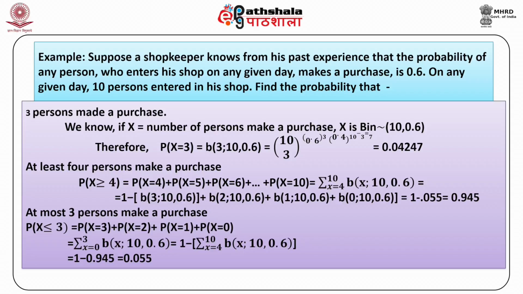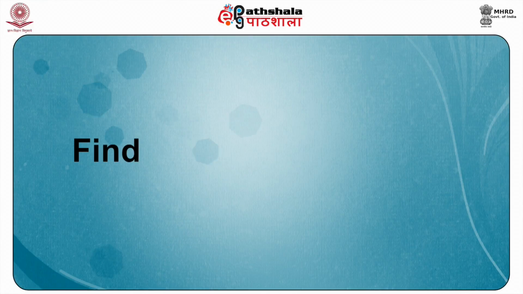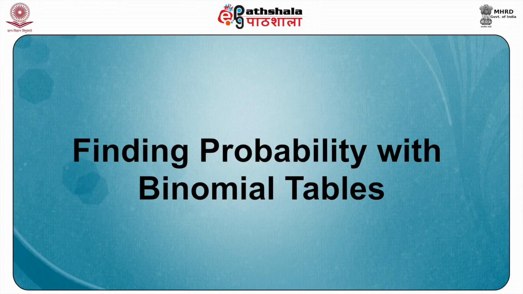And since we have already calculated the second part, which was 0.945, so now the required probability is equal to 1 minus 0.945, which is equal to 0.055. So we can use the previous calculations of either the first part or the second part and calculate these probabilities. Let us now try to understand how do we find probability with binomial tables.